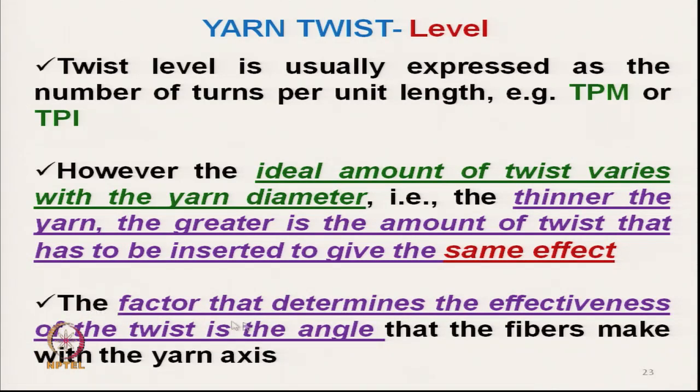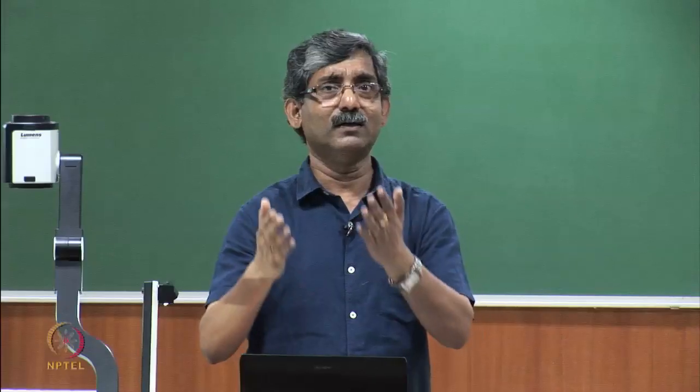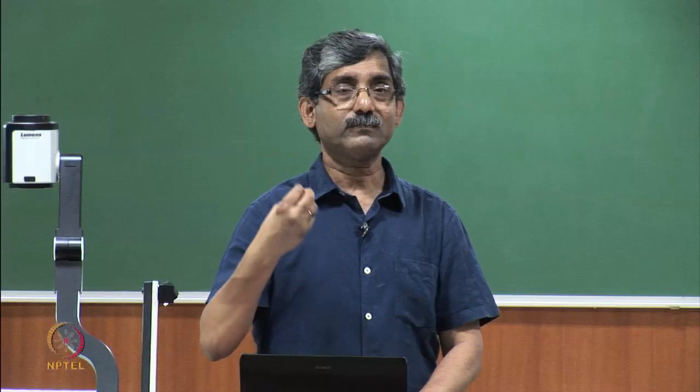So, the factor that determines the effectiveness of the twist is the angle of twist. So, we must keep the twist angle constant, so that we can get the same effect. It is not the twist per unit length, it is the twist angle of the fiber in the yarn that controls all the effect. It is not only the strength, only the hardness, it controls everything. It controls the shining nature, it controls the fabric handle, everything.